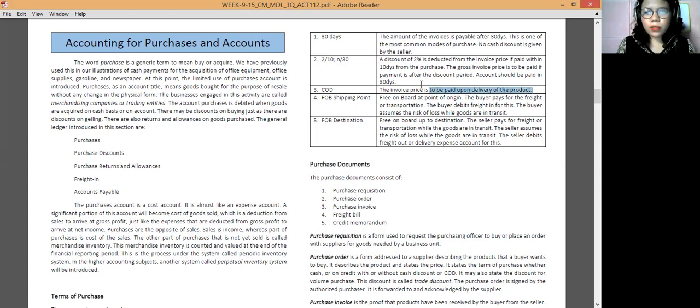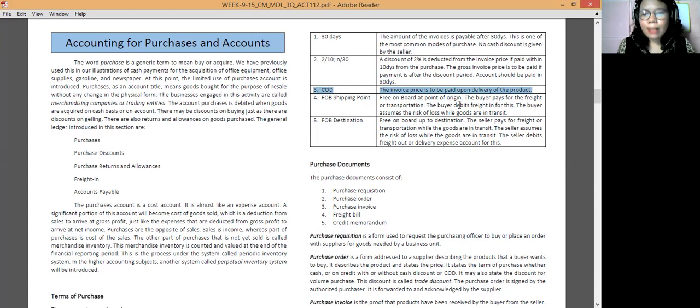Okay? So, most commonly, nagaganap to saan? Sa Shopee, Lazada, di ba? Marami tayo dyan, COD. So, nag-order tayo through online. Okay? So, next is FOB, shipping point. Free on board at point of origin.